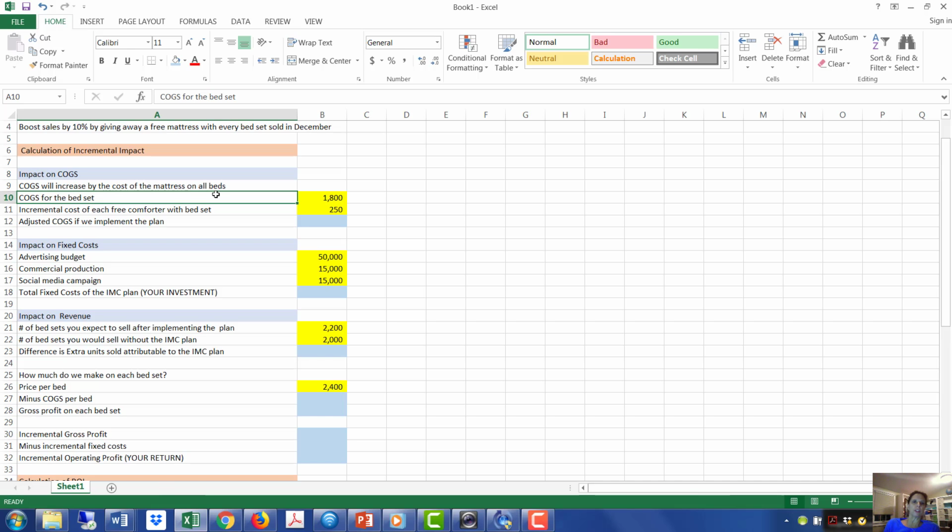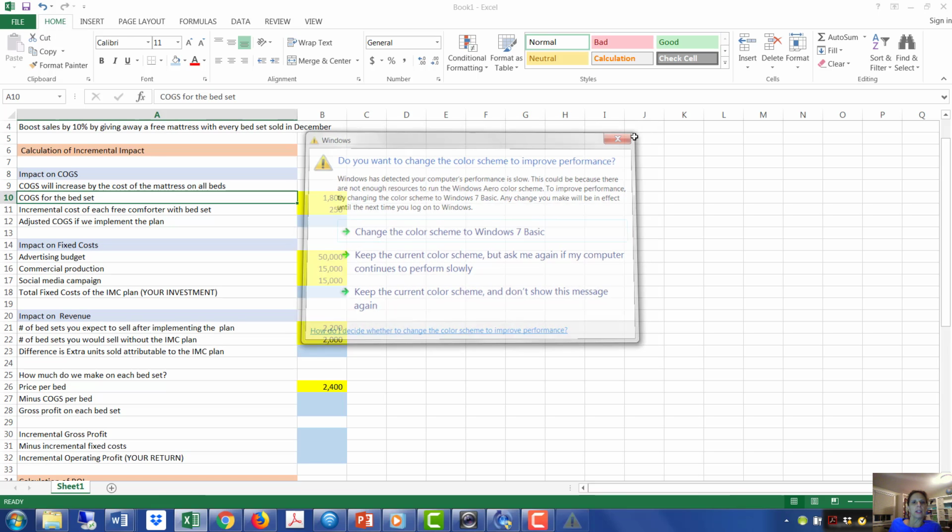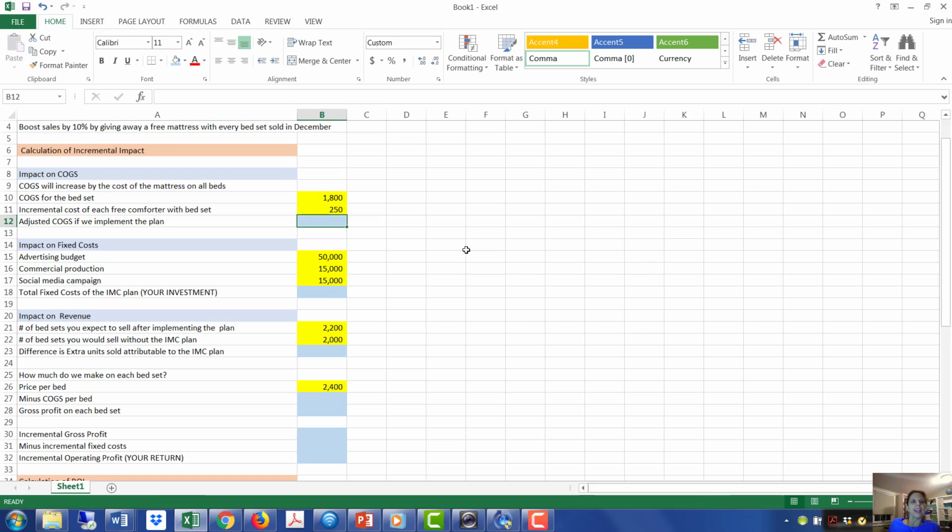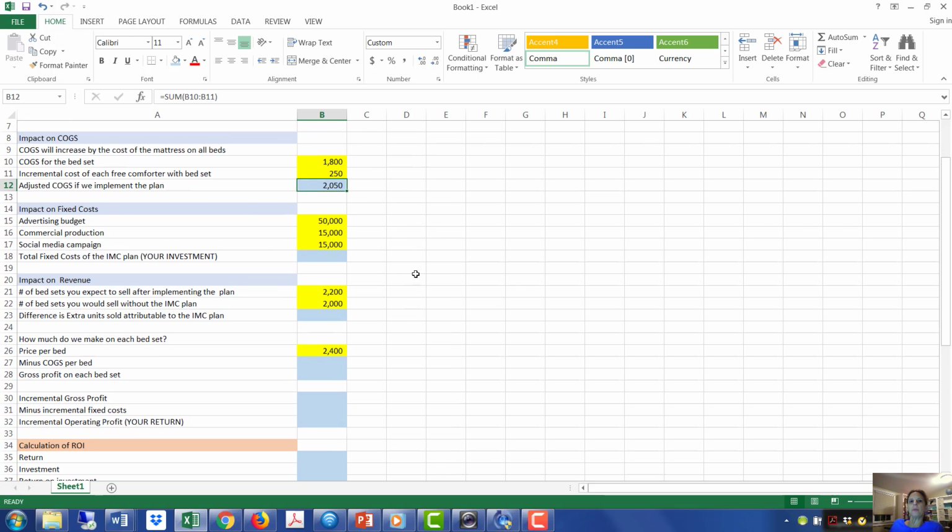So normally, the cost of goods sold for a bed set is $1,800. The cost of a mattress is $250. So our adjusted cost of goods sold, if we implement the plan, is the $1,800 plus the $250. Just do auto sum, and we've got it: $2,050. Notice that my inputs I have put in yellow highlighted cells, and my formulas are in blue highlighted cells, and that makes it easy for me to figure out where I need to change an input if that's what I want to do.